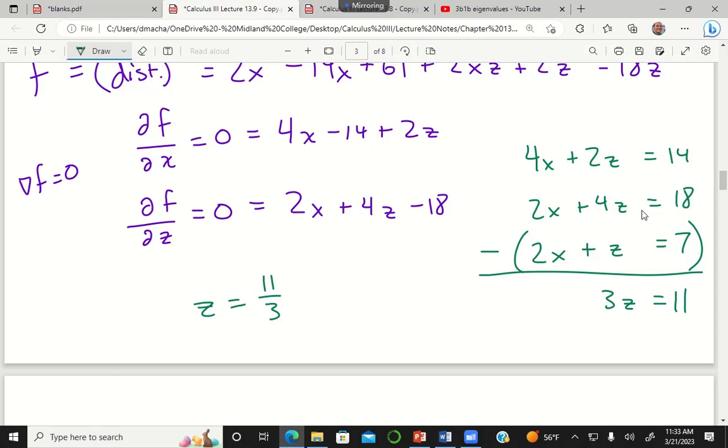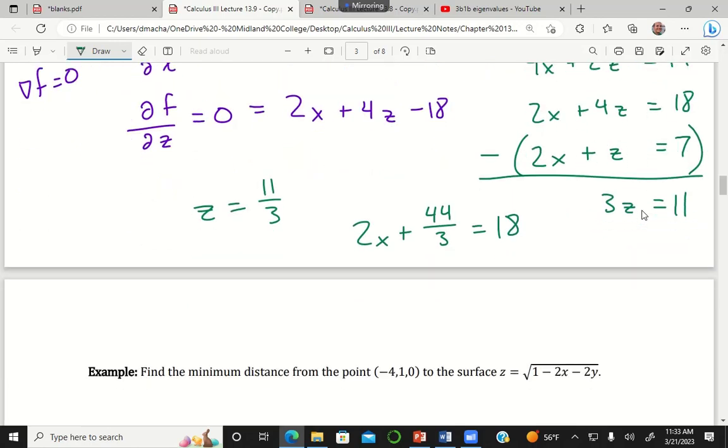Since z is 11/3, that means that 2x plus 44/3 is equal to 18. If I divide everything by 2, that means that x is equal to 9 minus 22/3. And 9 is just 27/3. So that's 5/3. So x is 5/3.